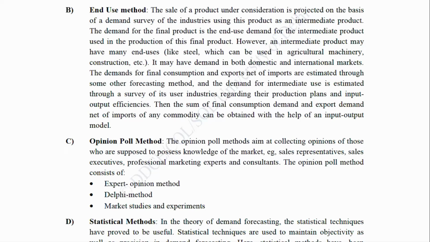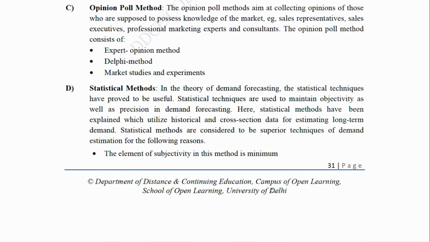The demands for final consumption and exports, net of imports, are estimated through some other forecasting method, and the demand for intermediate use is estimated through a survey of its user industries regarding their production plans and input-output efficiencies. Then the sum of final consumption demand and export demand, net of imports, of any commodity can be obtained with the help of an input-output model.